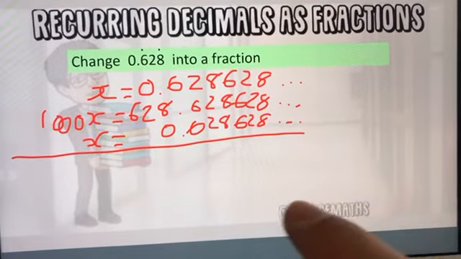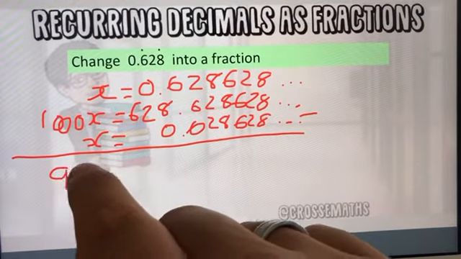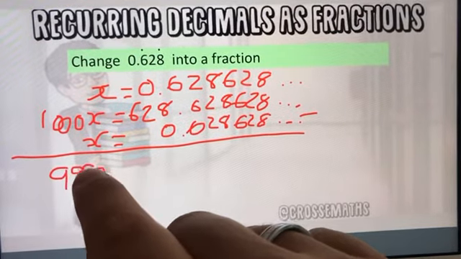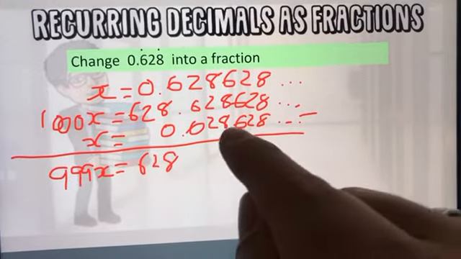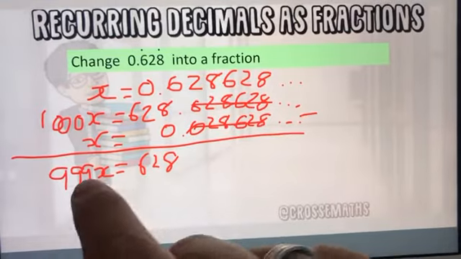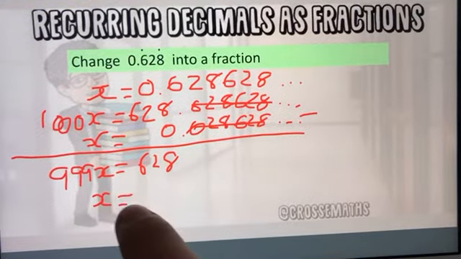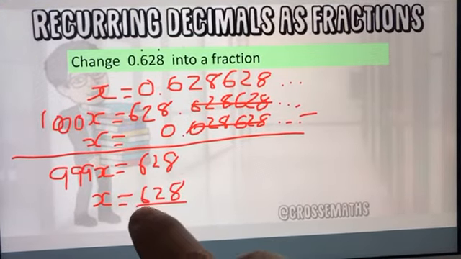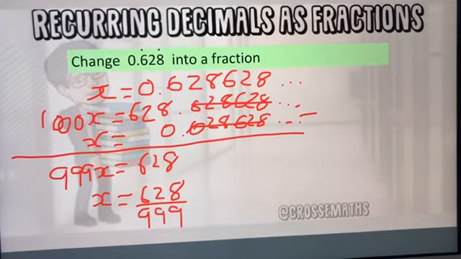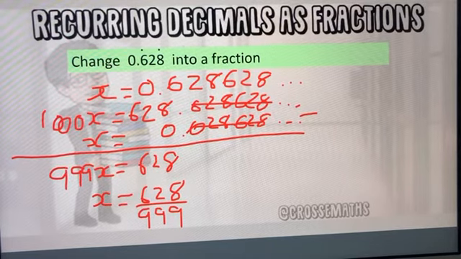If I take them away from each other, I end up with 1,000x take away 1x is 999x. 628 take away 0 is 628. And then these two take away, just cancel each other out. 999x equals 628. So x has got to be 628 over 999. Again, rack your brain on that one to see if you can simplify it. I don't think you can. When numbers are that big, it can be quite difficult to see. But I don't think you can simplify that. So that's your final answer.